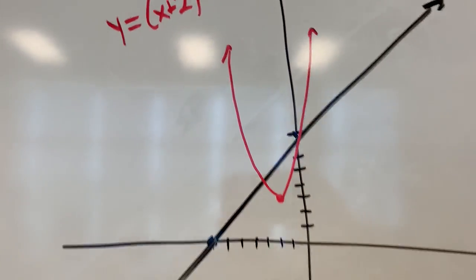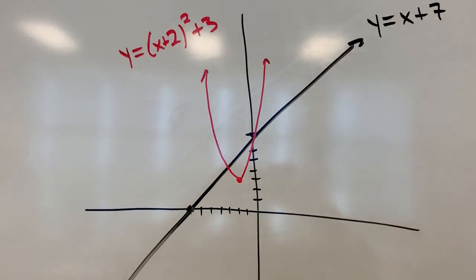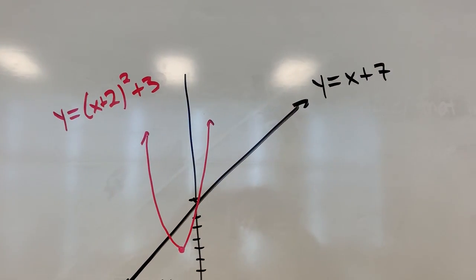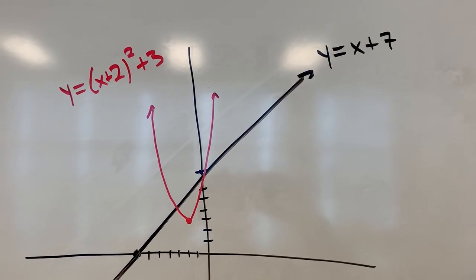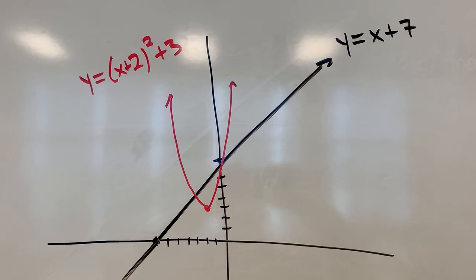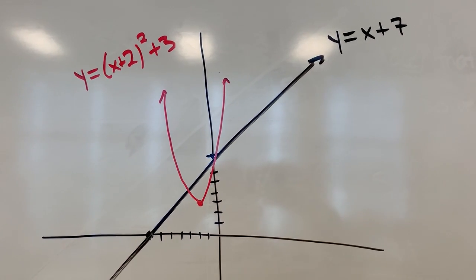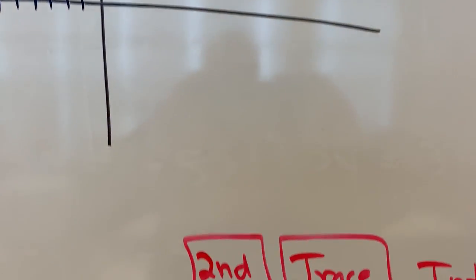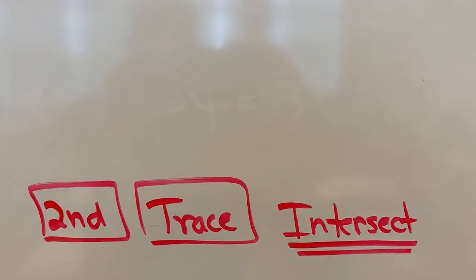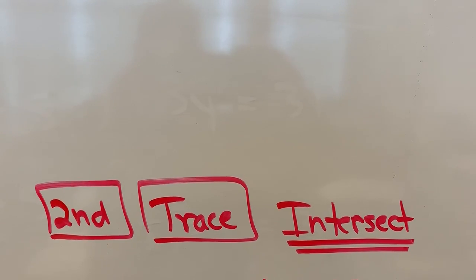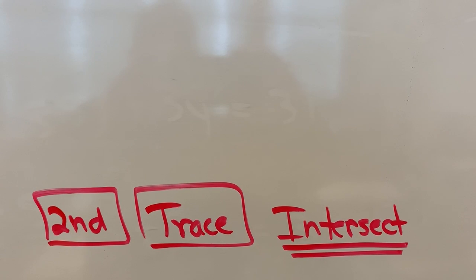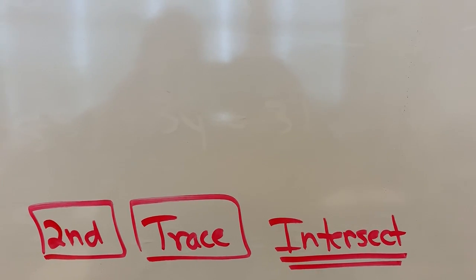I'm not trusting the fact that I'm using no graph paper and so on, so I would put these into my calculator. y1 equals, y2 equals, graph them, and your screen should look something like this. Now, to find these intersections using commands on your calculator, remember we're going to use the second trace intersect. We've used this a couple times so far this year, but just to remind you, second trace intersect. Then it's going to ask you for left bound, right bound, guess.